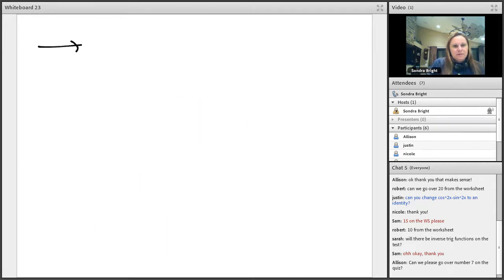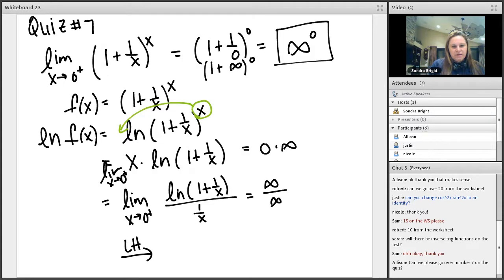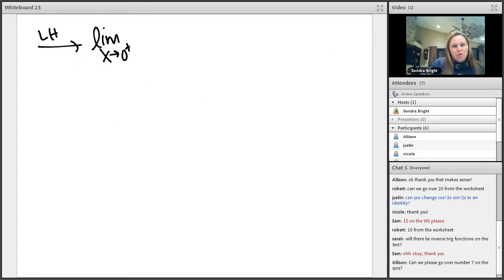So doing L'Hopital, I'm going to take the limit as x goes to 0 from the right, and I'm going to take the derivative of the natural log. The derivative of the natural log of 1 plus 1 over x will be 1 over what you were taking the natural log of, so 1 over 1 plus 1 over x.